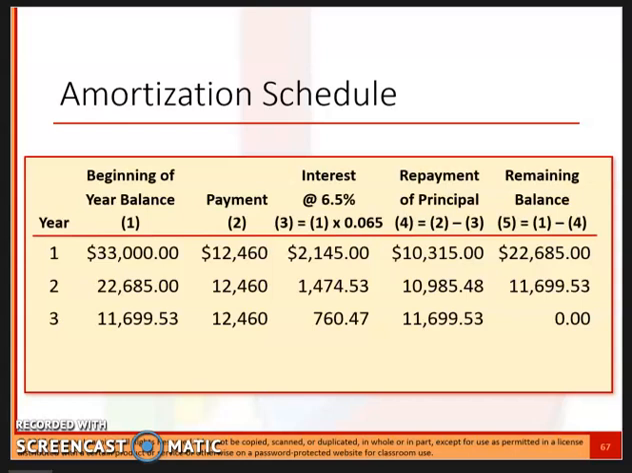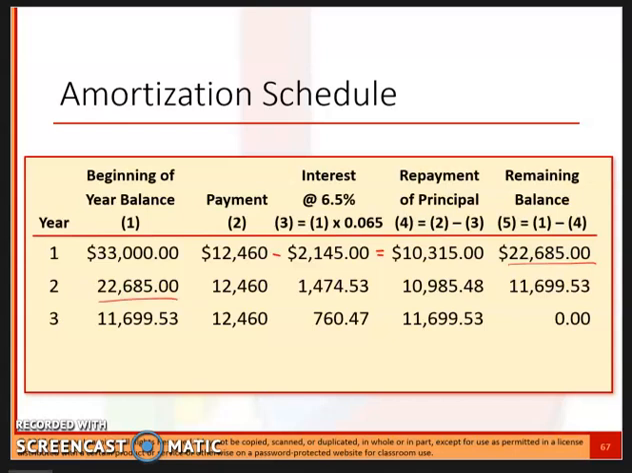But back to our example, the amortization schedule looks like this. We start out, we borrowed $33,000. We're going to make this payment at the end of the year of $12,460. Our interest is the 33,000 multiplied by our 0.065. That's 2,145. We subtract that, and the difference between those two is our principal repayment. We subtract that from our beginning balance, and this becomes our ending balance, which is also our beginning balance.